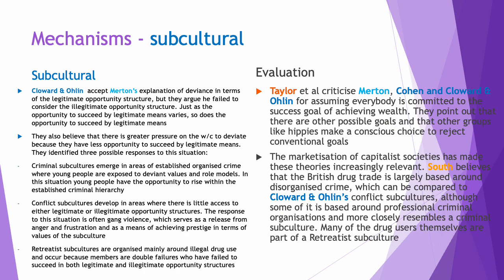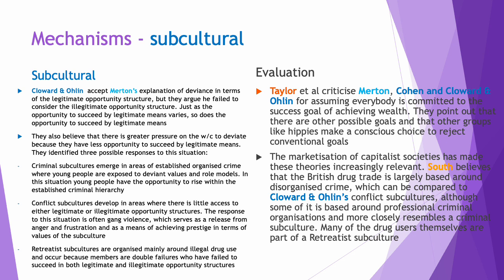Cloward and Ohlin accept Merton's explanation of deviance in terms of the legitimate opportunity structure, but they argue he failed to consider the illegitimate opportunity structure. Just as the opportunity to succeed by legitimate means varies, so does the opportunity to succeed by illegitimate means. They also believe that there's a greater pressure on the working class to deviate because they have less opportunity to succeed by legitimate means. They identified three possible responses to this situation.